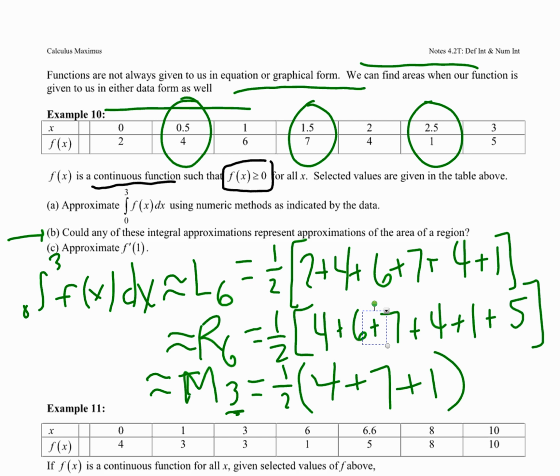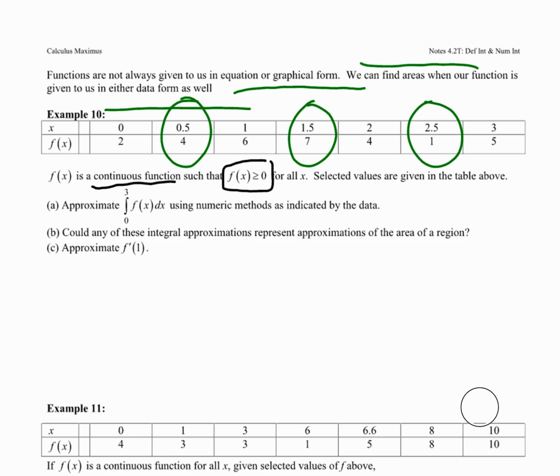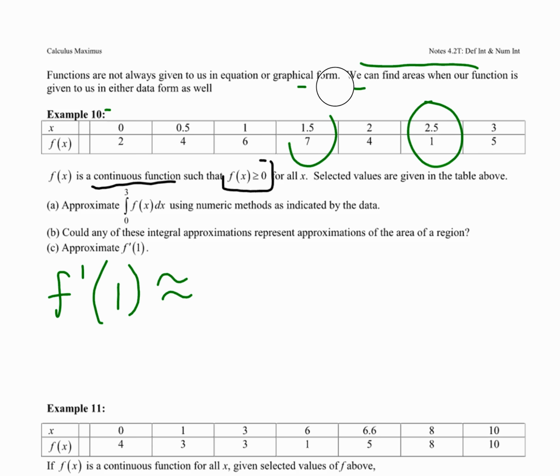All right. So let me get this out of here. See, we approximated them. I could get decimal values, but I want to save your time. Last thing we're going to do with this table is approximate f prime of 1. All right, let's get these things out of there.